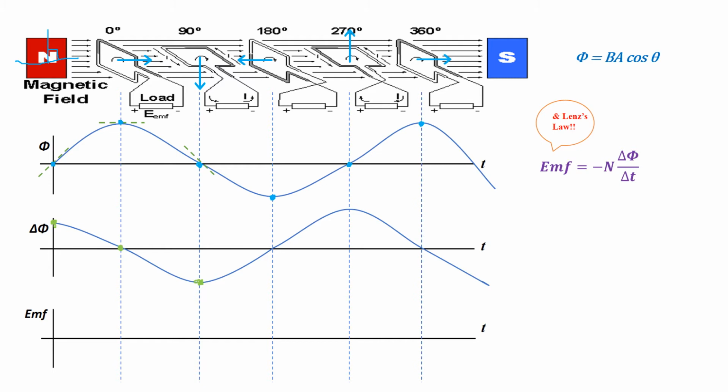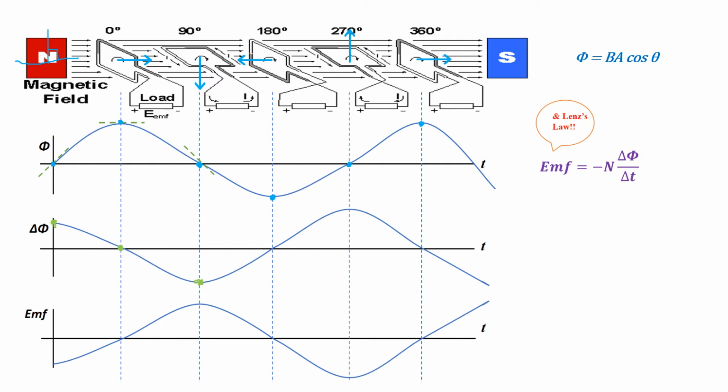So now that we've got the rate of change of flux against time graph, we can get the EMF against time graph by reflecting it, because of the EMF equation. So if we reflect the graph, we get a graph like this.